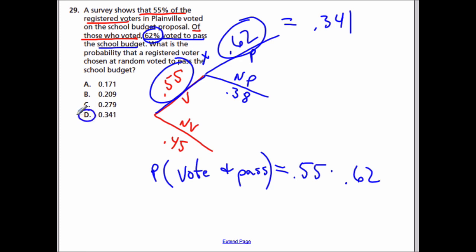Best scenario for this one is to draw a tree diagram. Don't be afraid to do that along with Venn diagrams. Some people prefer that. I think a tree diagram works the best in this case.